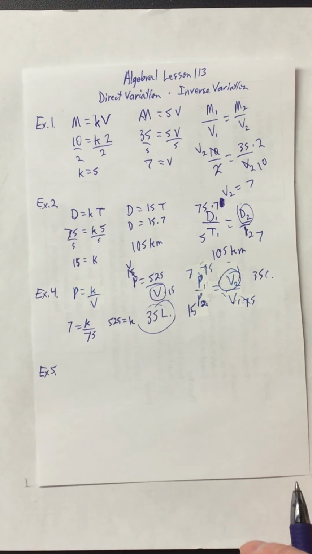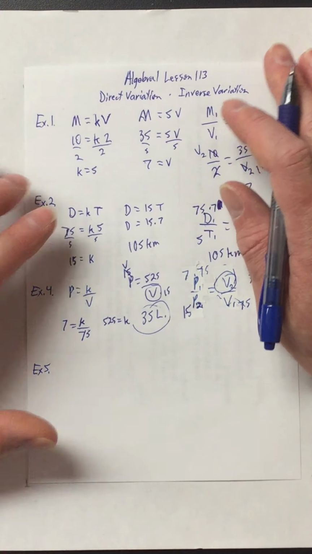Okay, let's look at example 5. It says to travel a fixed distance, the rate is inversely proportional to the time required. When the rate is 60 kilometers per hour, the time is 4 hours. And that makes sense. If you go faster, it'll take you less time. What would the time required be for the same distance if the rate were increased to 80 kilometers per hour? So let's look at how to do that here.